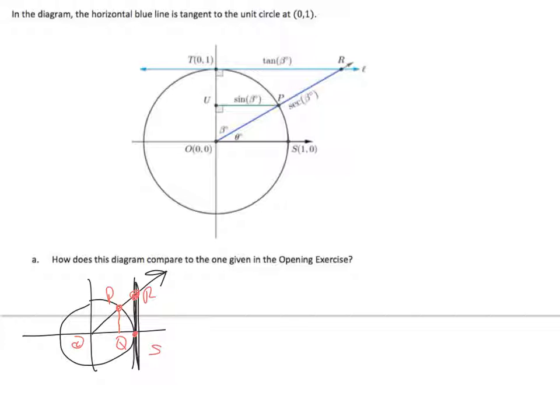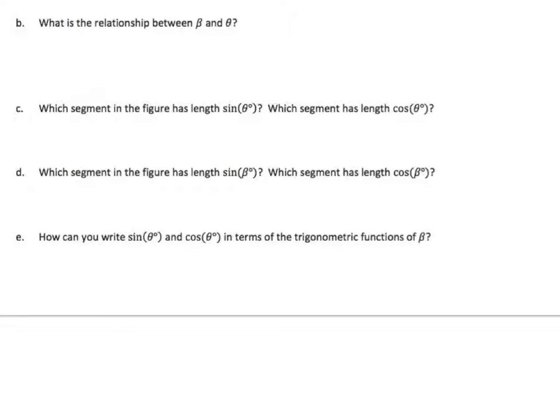So that's the difference. It's basically the same diagram with different angles and lengths marked. We can consider a rotation through beta degrees measured clockwise from the y-axis, instead of a rotation through theta degrees measured counterclockwise from the x-axis. It's essentially a reflection of the diagram from the opening exercise across the line y equals x. So we just reflected it. What is the relationship between beta and theta? I believe beta plus theta is 90 degrees, which you can see in the diagram pretty easily.